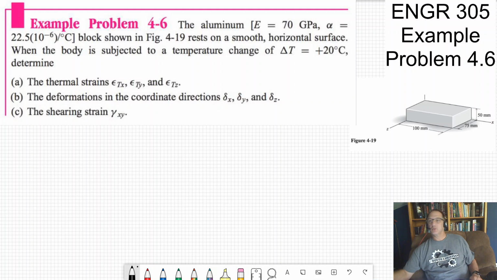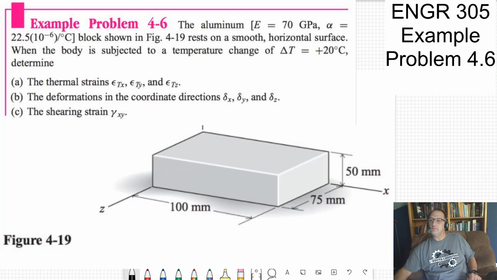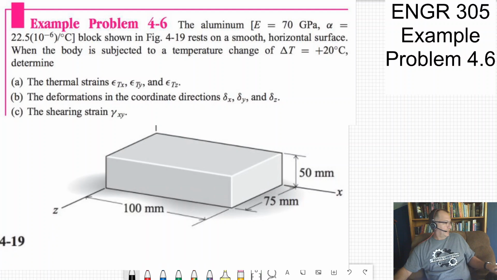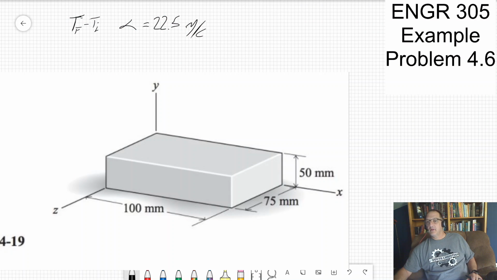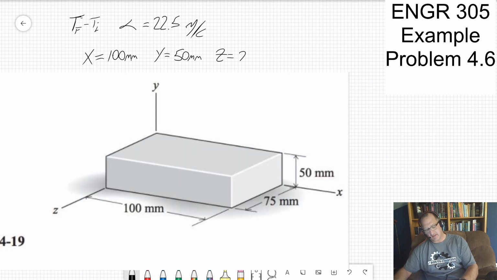That's our strain per unit of degree of temperature increase. And so when we get a 20-degree increase, what does our block do? Well, let's take one look at our block before we walk away from this. I'm going to enlarge our block here. The dimension in the X direction is 100 millimeters. My Y is equal to 50 millimeters. And my Z is equal to 75 millimeters.